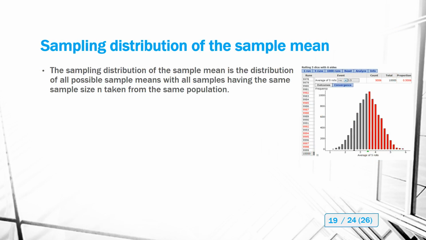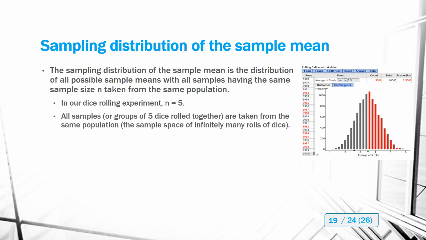So then we could say that the sampling distribution of the sample mean is the distribution of all possible sample means with all samples having the same sample size n taken from the same population. For purposes of our experiment, our sample size was 5. So we had 5 dice every time we rolled. Each one of those samples or trials has a sample size of 5. And we were taking those groups of 5, those samples, from the same population, which is the sample space that contains an infinite number of outcomes, every possible roll that we could have.